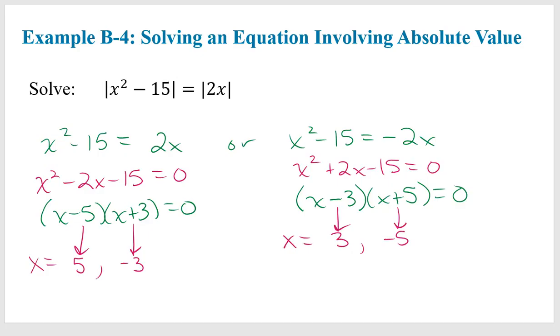So I would check all of these to make sure they work. It turns out every single one of them works. So my solution set is going to have 4 answers: negative 5, negative 3, positive 3, and positive 5. Again, just make sure you're checking these to make sure that everything works, and you should be all right.